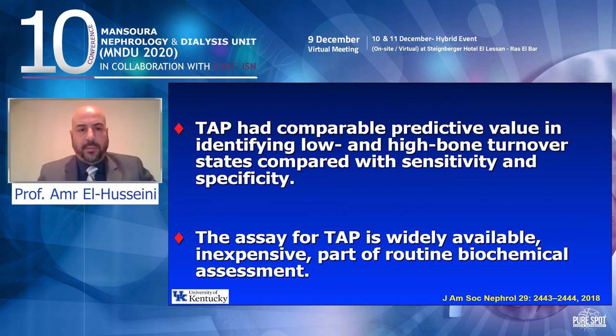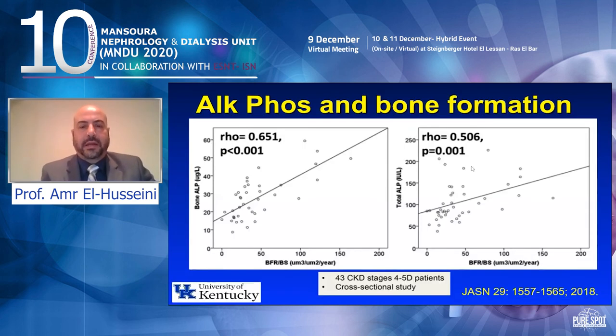routine biomarkers. Of course, if you compare total alkaline phosphatase to bone-specific alkaline phosphatase, the bone-specific alkaline phosphatase has better precision, better prediction compared to the total alkaline phosphatase. But I mean, if you have any difficulty using the bone-specific alkaline phosphatase, you can still use the total alkaline phosphatase.